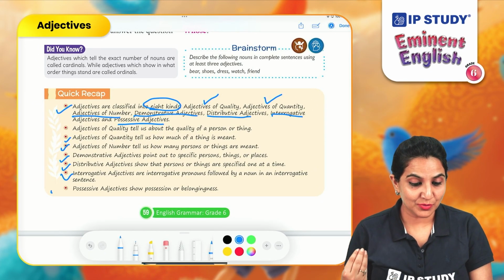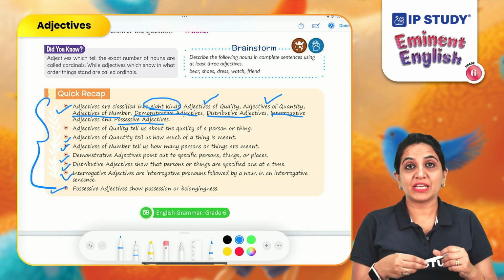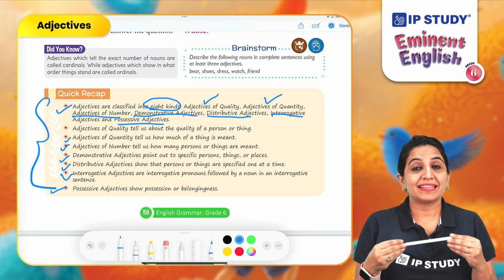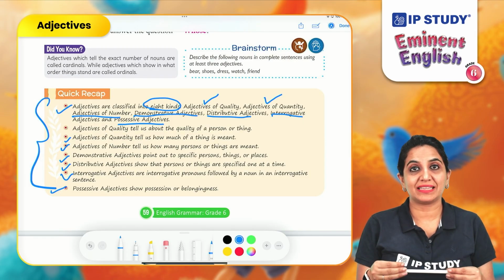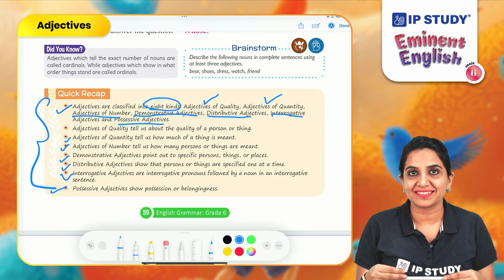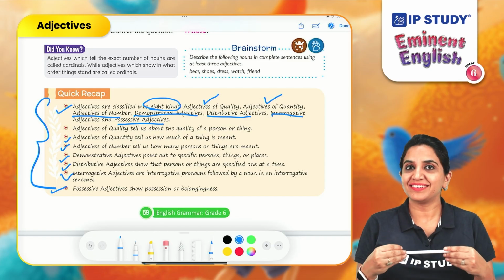So, this was all about adjectives which help us to describe nouns. There are various kinds. So, I would love it if you keep revising them as you keep using them more and more in your sentences to describe the nouns.